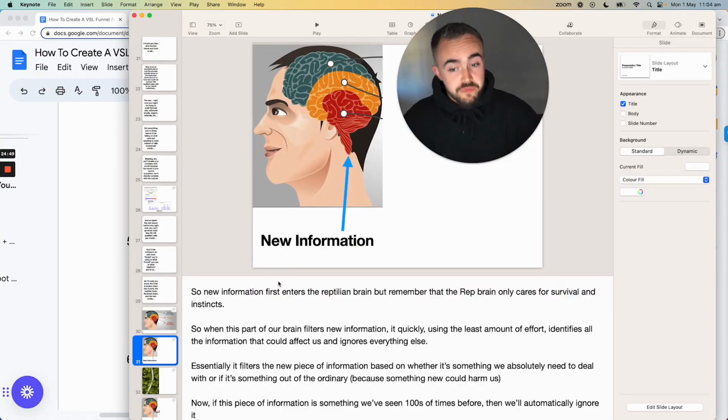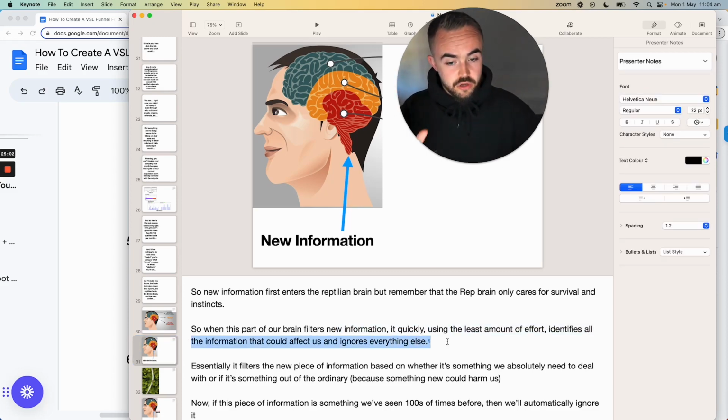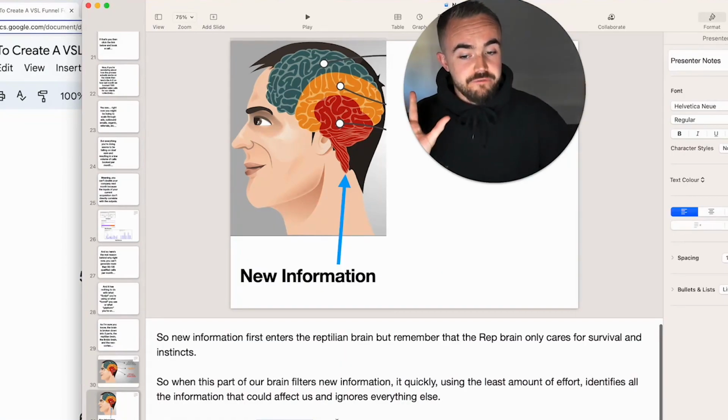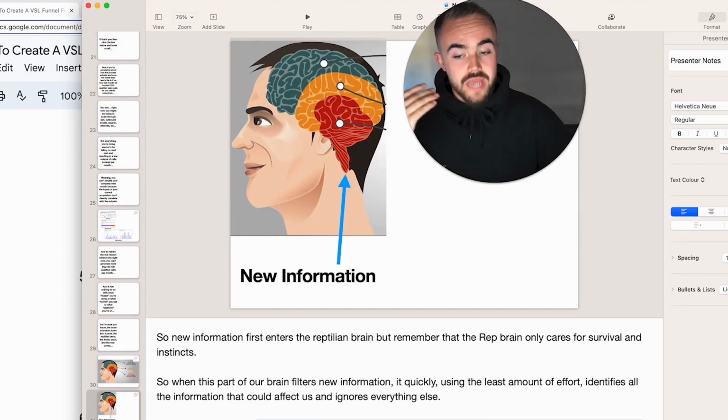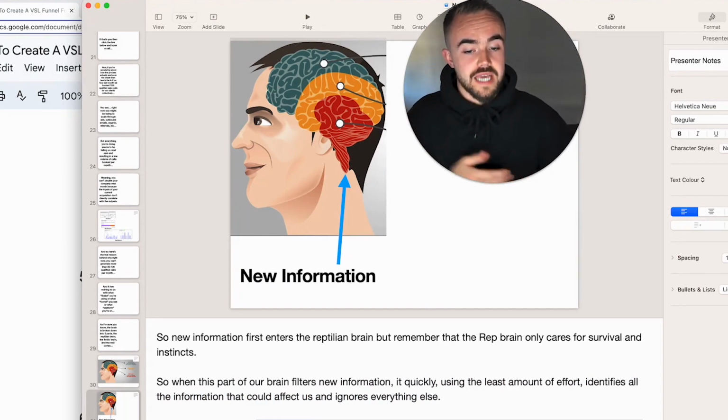So basically, new information first enters the reptilian brain right here. And the rep brain only cares for survival and instinct. So when this part of our brain filters new information, it quickly identifies all the information that could affect us and it ignores everything else. Essentially, it filters the new piece of information based on whether it's something we absolutely need to deal with or if it's something out of the ordinary, right?